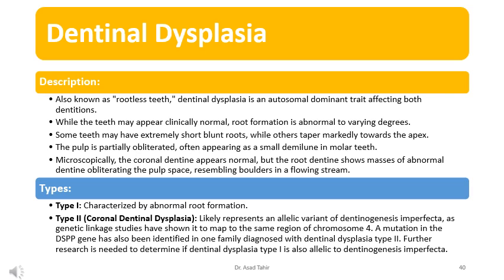Microscopically, the coronal dentine appears normal, but the root dentine shows masses of abnormal dentine obliterating the pulp space, resembling boulders in a flowing stream. Types. Type 1, characterized by abnormal root formation.